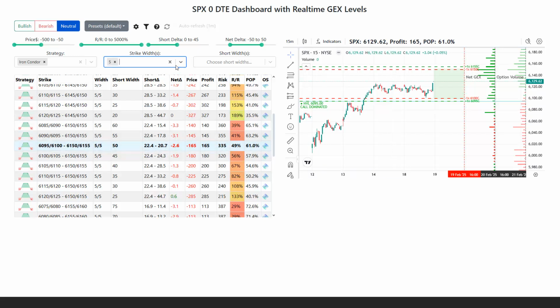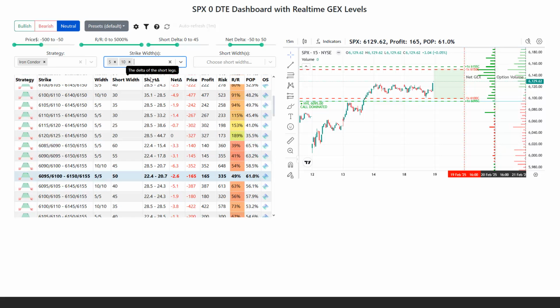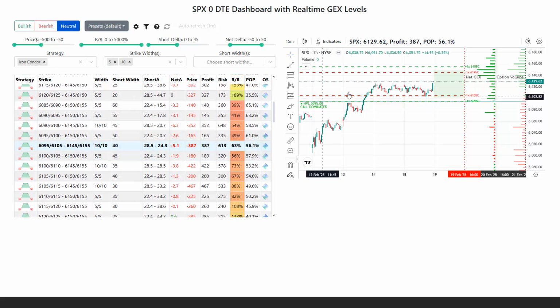If I'm interested in wider iron condors, then for the strike distance, let's say I set it to 10. And here you can see that the distance between the short and the long has increased in the TradingView visualization, because the difference is not 5, but 10. In this case, obviously the risk reward changes, the probability of profit changes, and the potential profit changes as well.